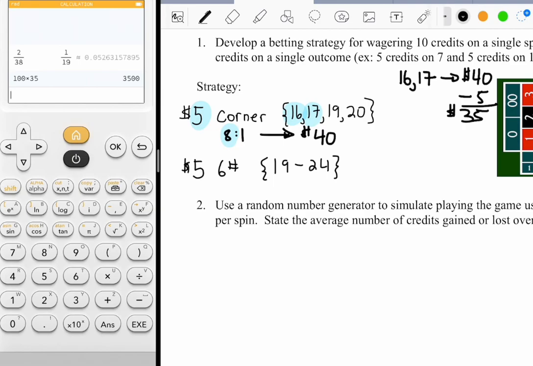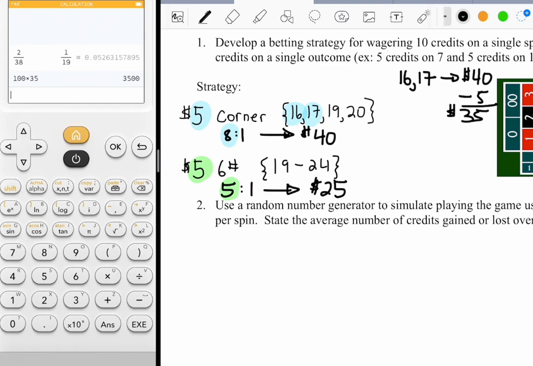Now, under normal circumstances, for a 6-number bet, it pays at 5 to 1. If it were just a $5 bet, not $10, and any number from 19 to 24 comes up, then I would win $25. But then we run into the issue.